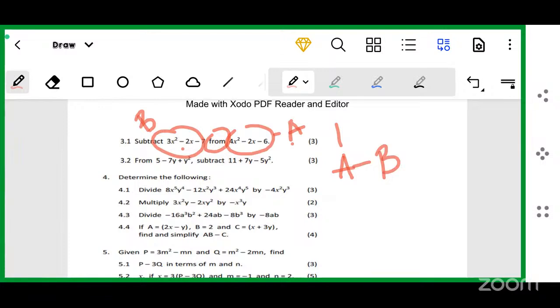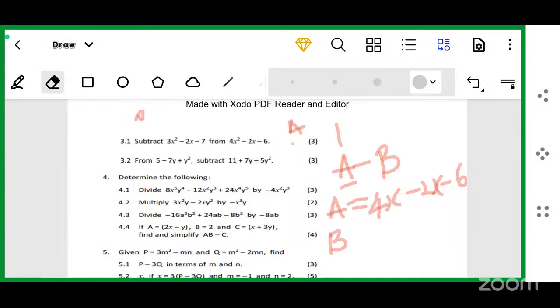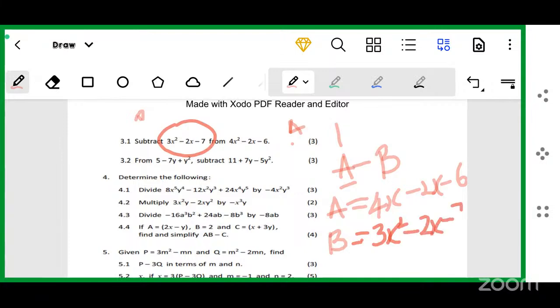So the moment they say subtract A from B, we're going to know it's B from A. Let A be equal to 4x squared minus 2x minus 6. Let me create this so that you can see what I'm talking about. Our B is equal to 3x squared minus 2x minus 7.